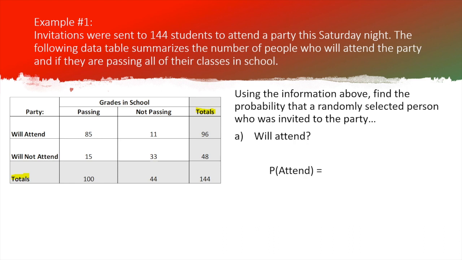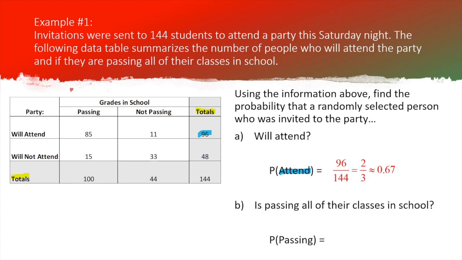So to do that, we want to look at the total number who plan to attend. So we have 96 people who said that they will attend the party out of 144. If we simplify that as a fraction, that would be 2/3, and then we can round that off as a decimal answer as 0.67. So about 67% of the people who received an invitation will attend the party.